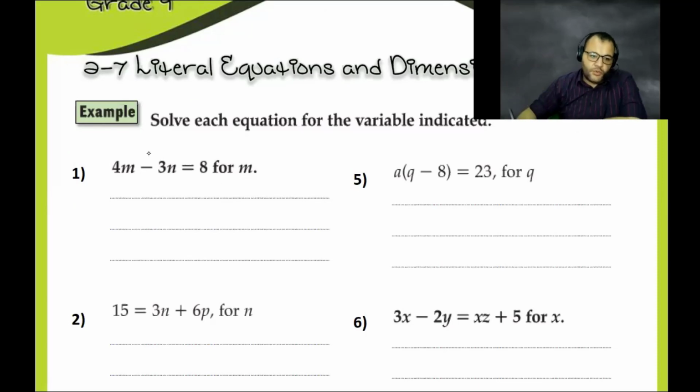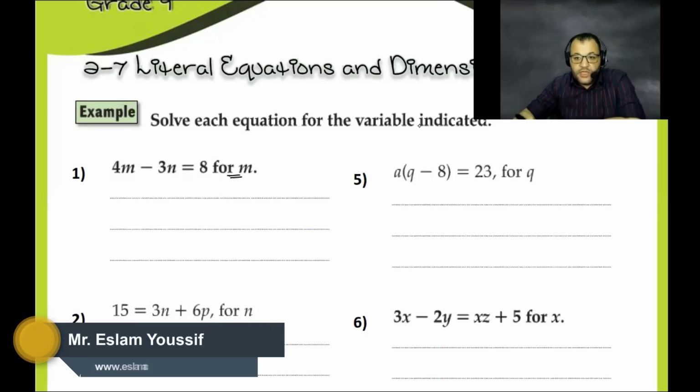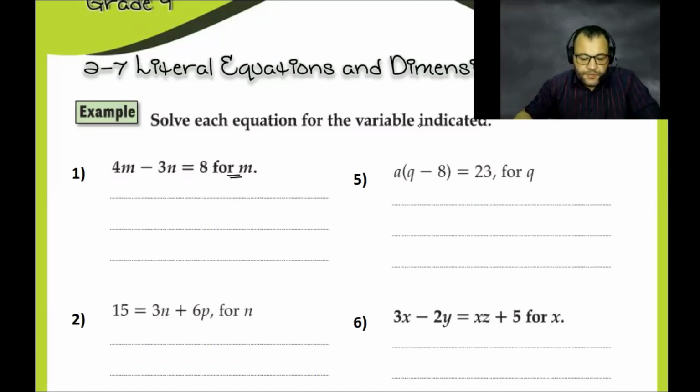So for question number 1, I have 4m minus 3n equals 8. We need to solve for m. What is the meaning of solving for m? This lesson is important, so please just focus and try to understand how we solve it. Please don't ask me about anything. Just wait until we finish explaining this part, then you can ask me.